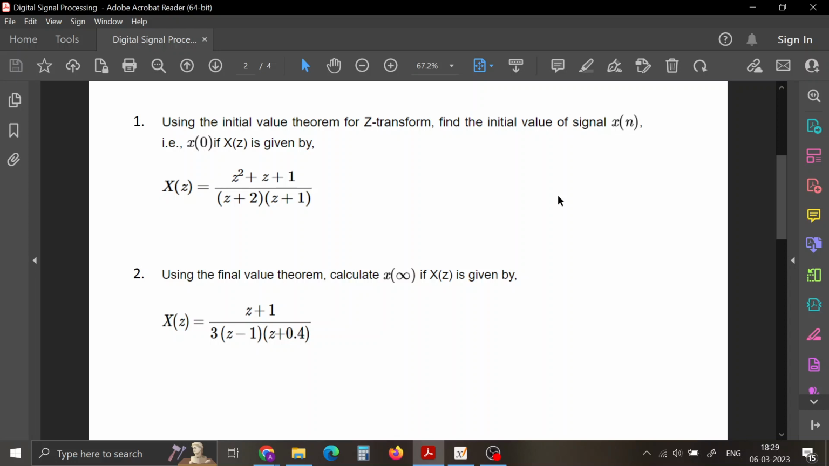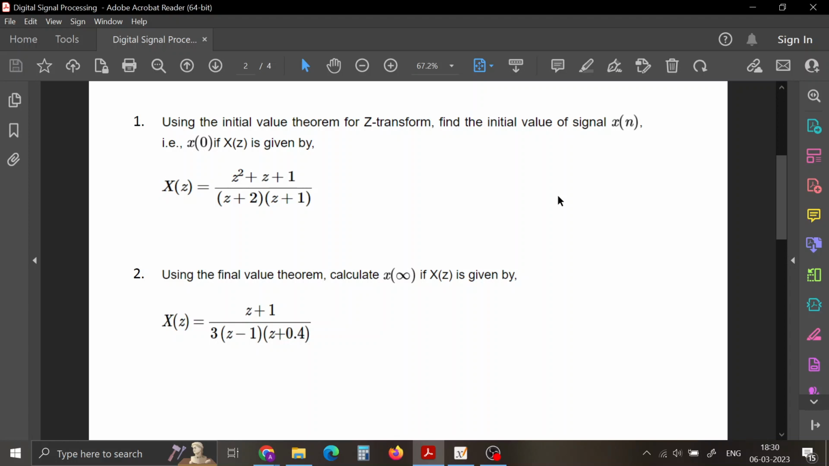Like we saw in the previous case, the assumption for the initial value theorem is that x of n is a causal sequence, that is, x of n is 0 for n less than 0. Similarly, for the final value theorem, if you recall your notes, the assumption is that x of n is a right sided sequence. You can think of it as a causal sequence. That is, x of n is 0 for n less than some integer capital M, and from M plus 1 index onwards it's non-zero. So it's a right sided sequence. We will keep that assumption in mind and just apply the formula.